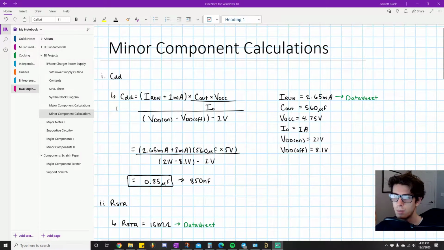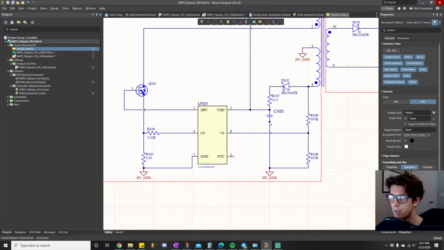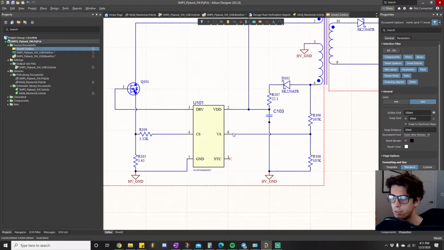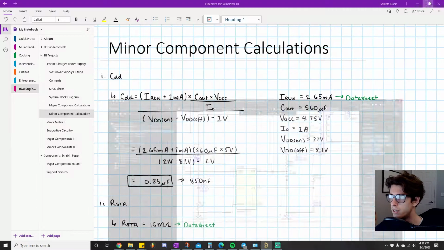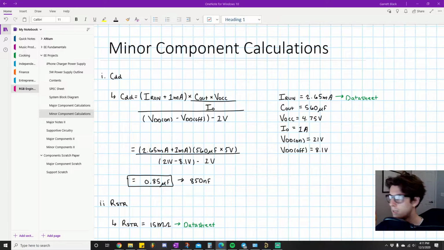So the first one up on the list is CDD, or the capacitor that is at the input of the VDD pin. I'll just go back to the schematic. It's this one right here, C103, that sits at the input of the VDD pin. Let me see if it's on the application schematic. I don't have that up. Don't worry, I showed it. That's what it looks like on my actual schematic, so I think that's good enough.